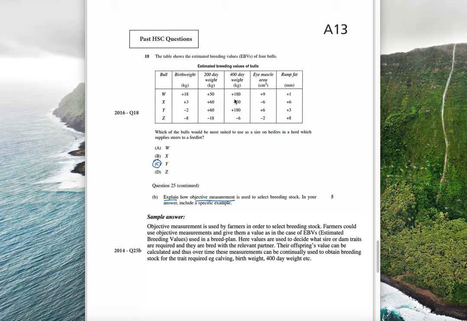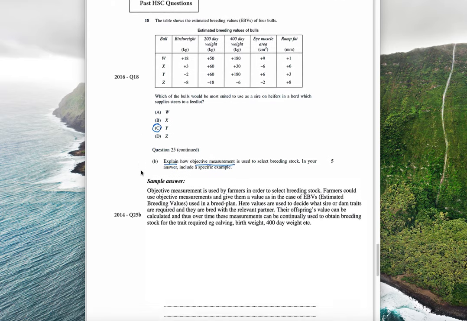If we have a look here, all the remaining ones have very clear difference in their 400-day weight. The 200-day weight's similar there, so plus 60, but you can see the 400-day weight is significantly higher, 6 times higher here for Y, and then the eye muscle area is also higher. So this is a really good animal here for feedlotting, because you're going to have it for 400, 600 days in a feedlot, putting on a lot of fat and some muscle as well. So the answer here basically is Y, this one's a really good animal. It's going to have a -2 birth weight, so there won't be any birthing difficulties, hopefully. It's going to have a good 200-day weight, but a very good 400-day weight and good eye muscle area. So definitely the answer there is Y.